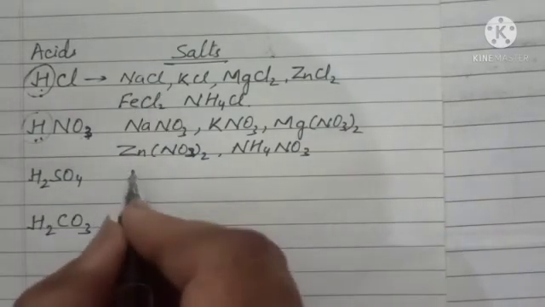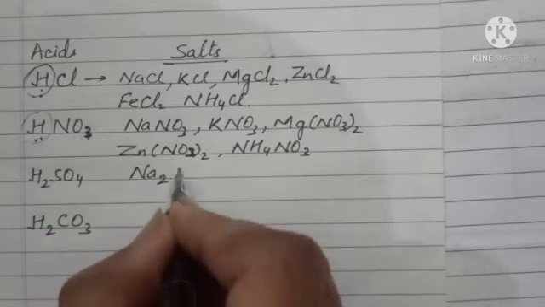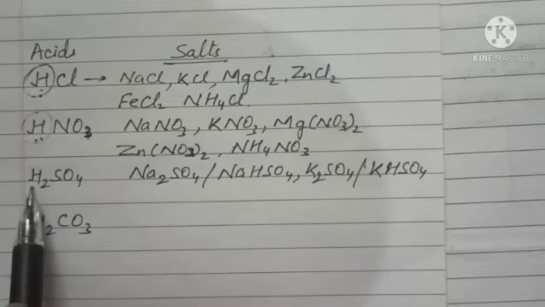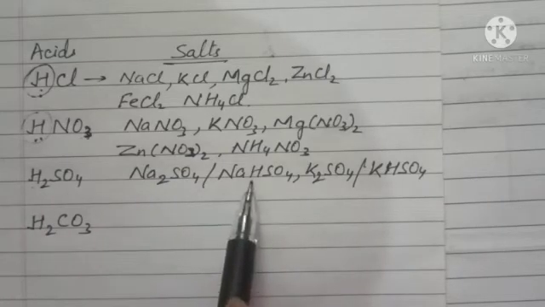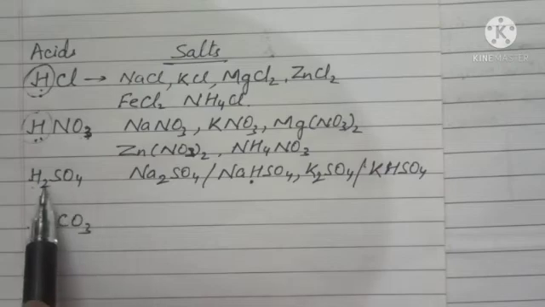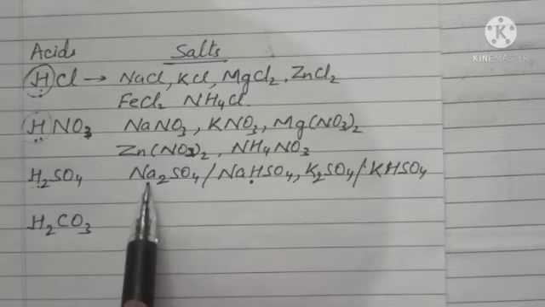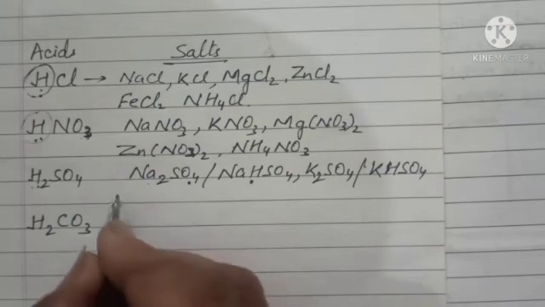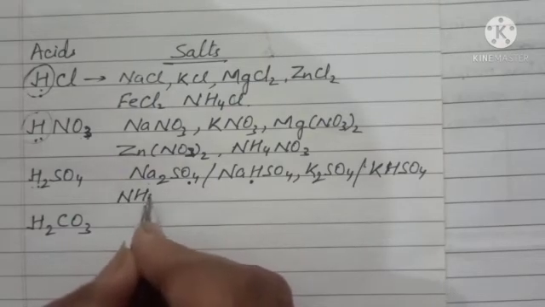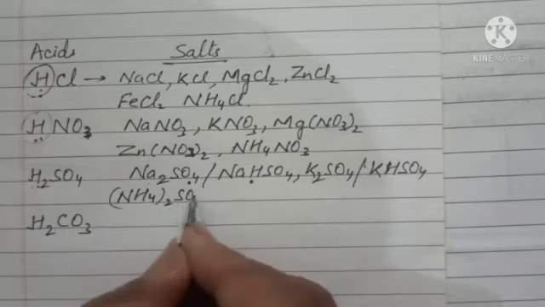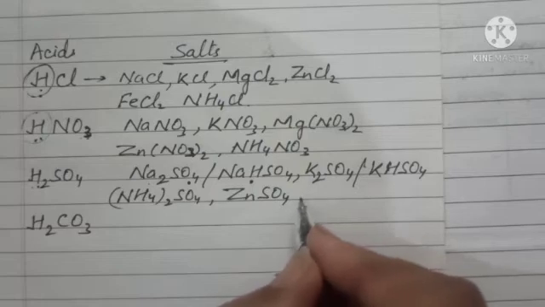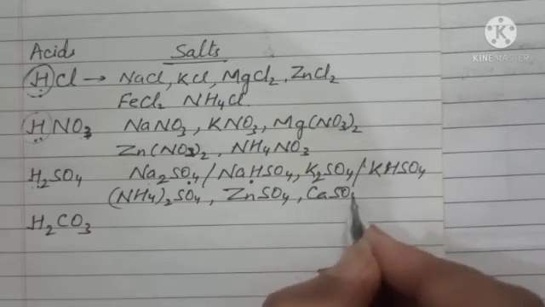In case of sulfuric acid, two types of salts are formed. Either when it is partially replaced, then it forms sodium bisulfate, that is an acid salt. Or if this hydrogen ion of the acid is completely replaced, then what will you get? That is the normal salt, sodium sulfate. Same way with ammonium, (NH4)2SO4, or ZnSO4. Understood? Or calcium sulfate.